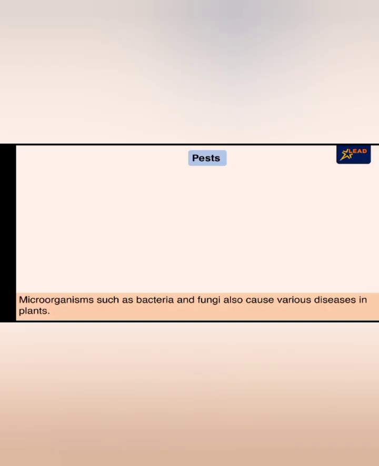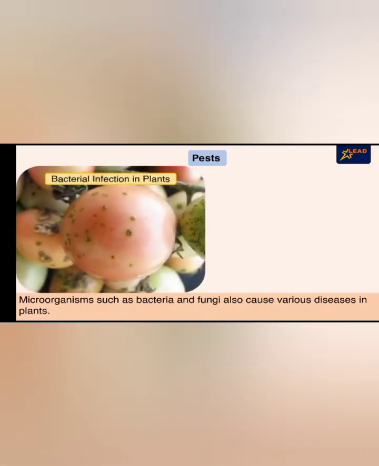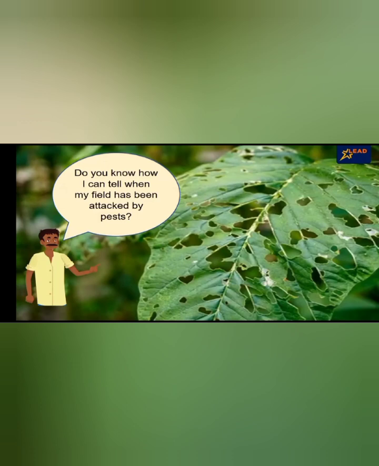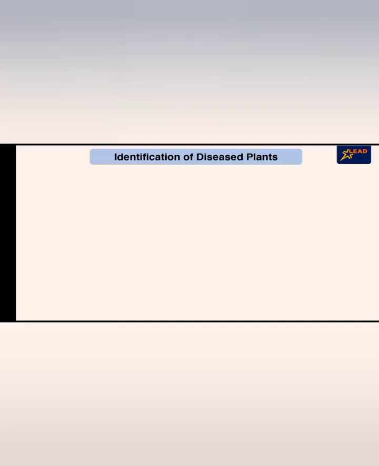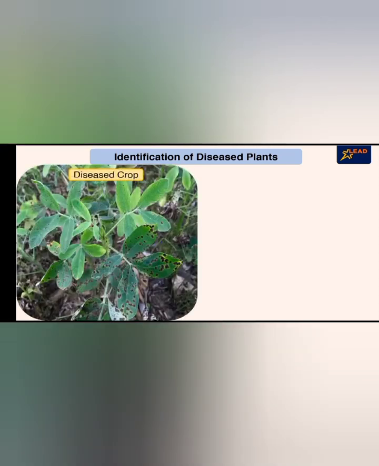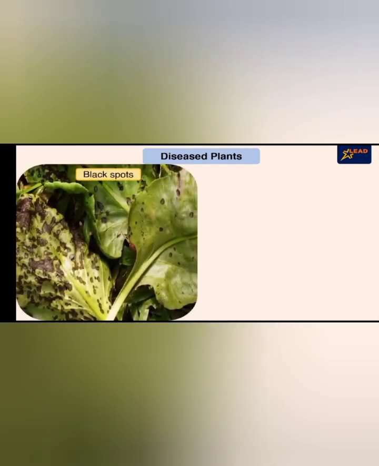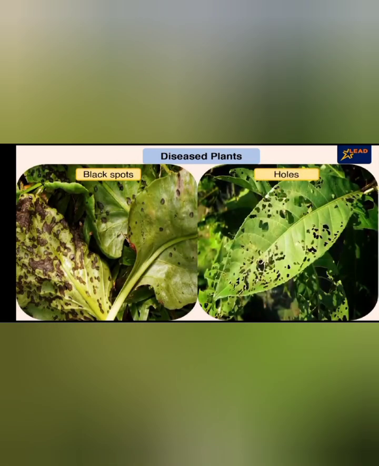Different microorganisms such as bacteria and fungi also cause diseases and infection in the crop plants. Do you know how I can tell when my field has been attacked by pests? Farmers use certain indications to identify the microbial attack and differentiate between diseased crops and healthy crops. Some of these indications include black spots and holes in the leaves of the crop plants.